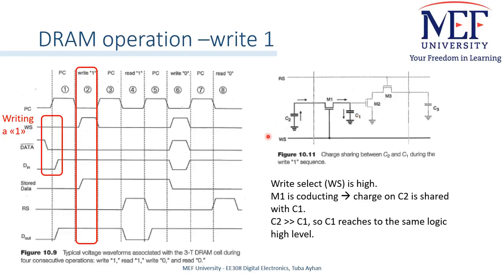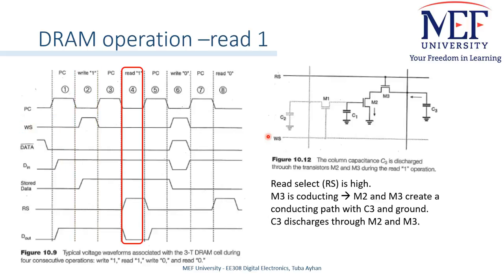After the write 1 operation is completed, the write access transistor M1 is turned off. With the storage capacitance C1 charged up to a logic high level, transistor M2 is now conducting.